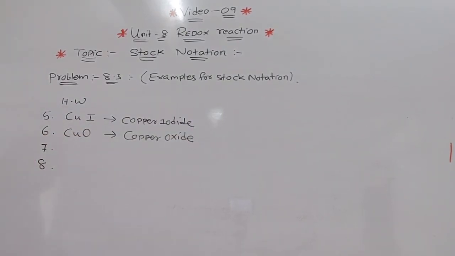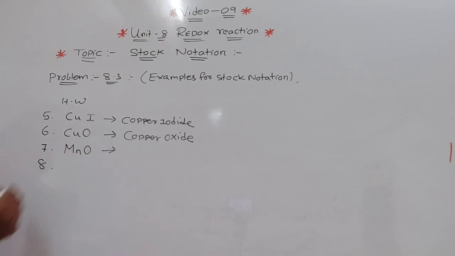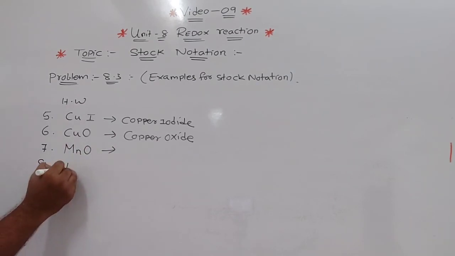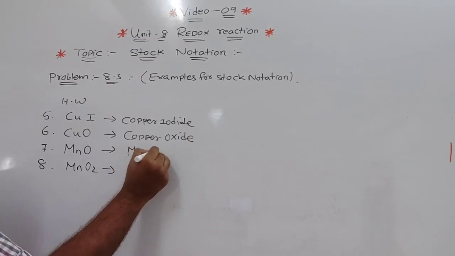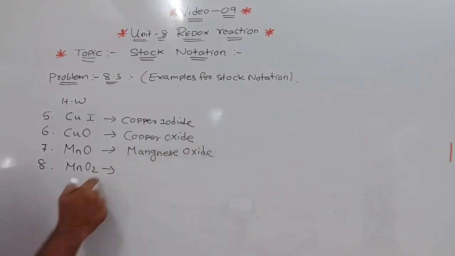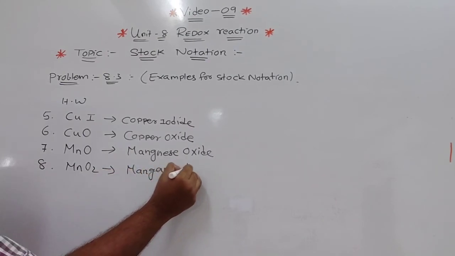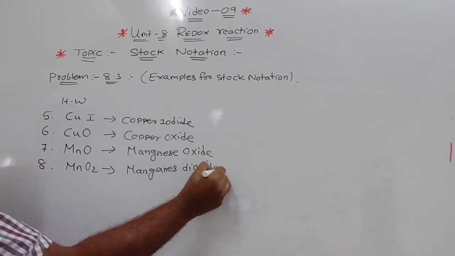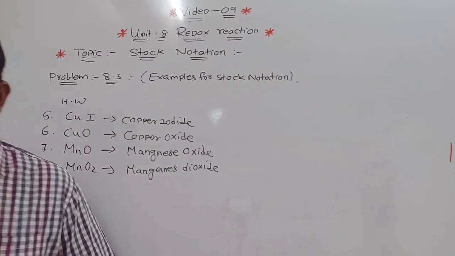Then manganese oxide, MnO is there. Okay, and MnO2 is there. Clear? So this is manganese oxide, and here 2 oxygen means manganese dioxide. Understood this part? So this was all about stock notation.